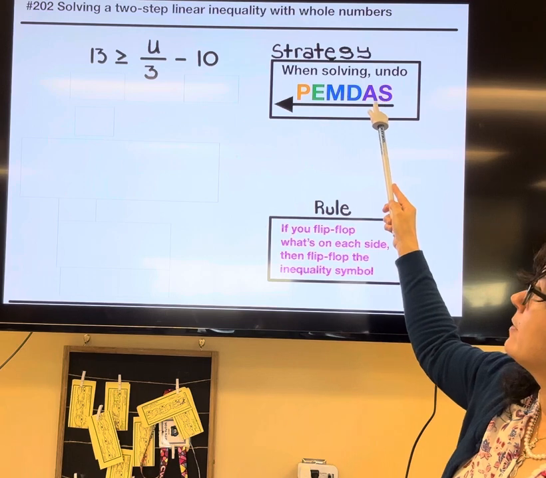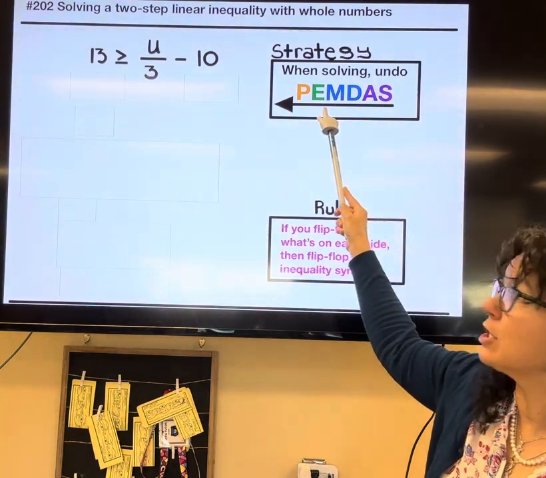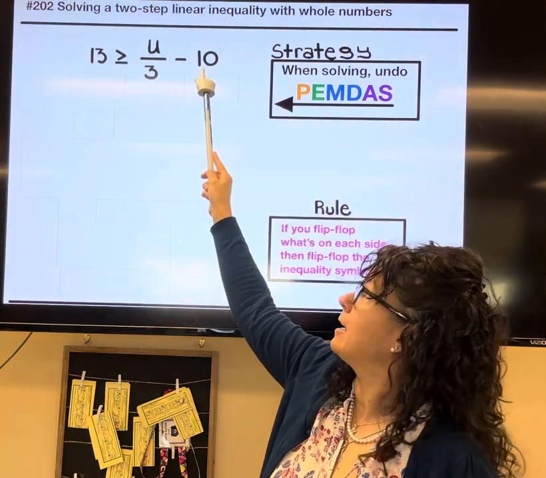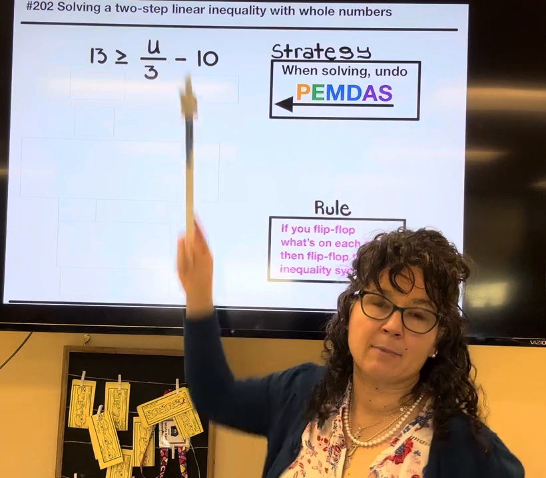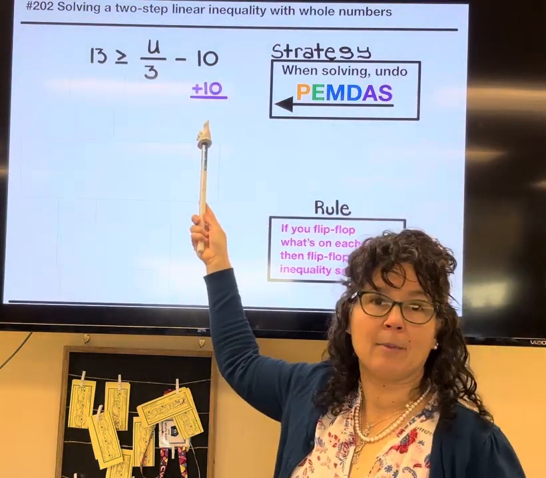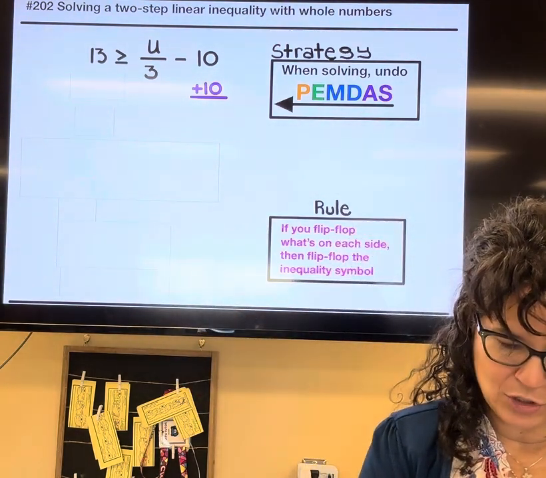So we want to get rid of addition and subtraction and then get rid of multiplication and division. So let's get rid of this subtract 10 before we get rid of the divide by 3. To get rid of that subtract 10, I'm going to add 10. What I do to one side of the inequality symbol, I'm going to do to the other.